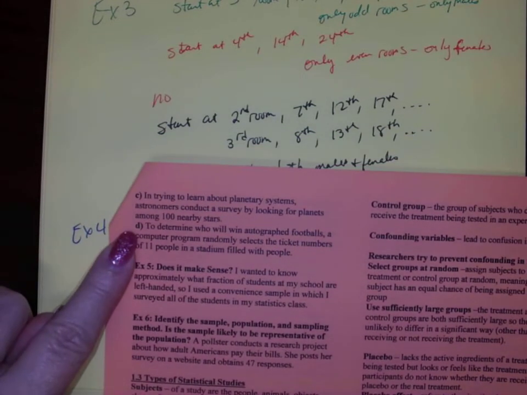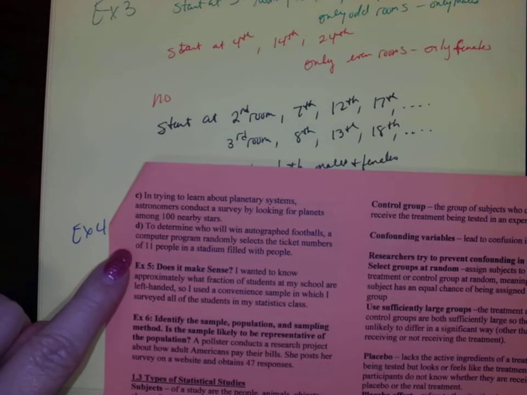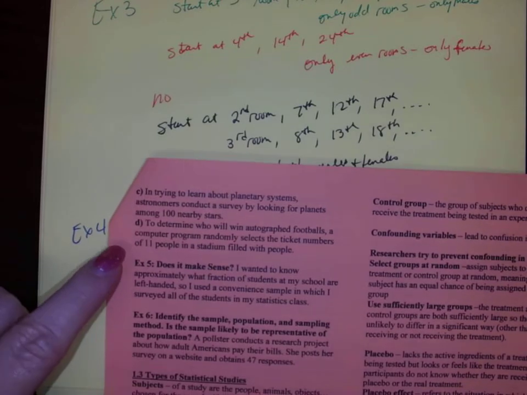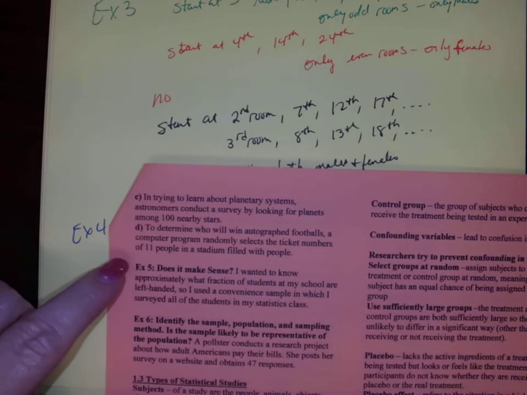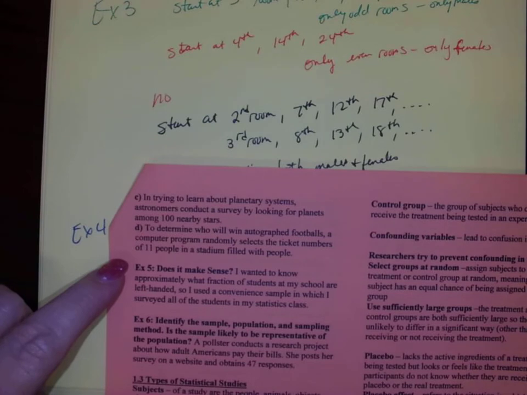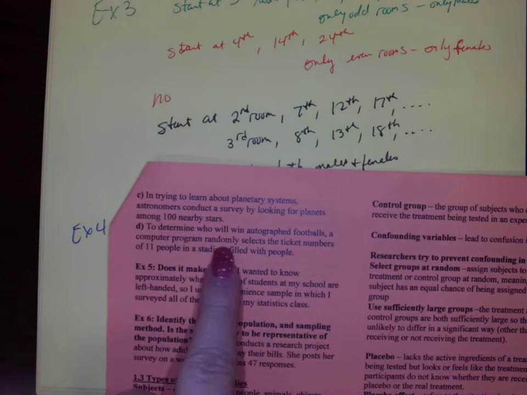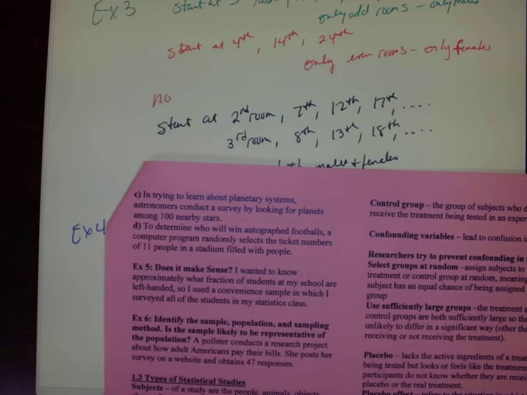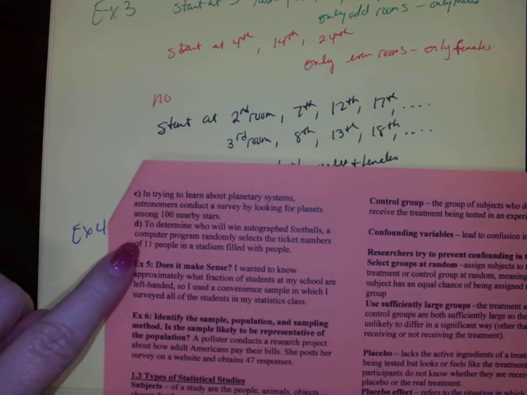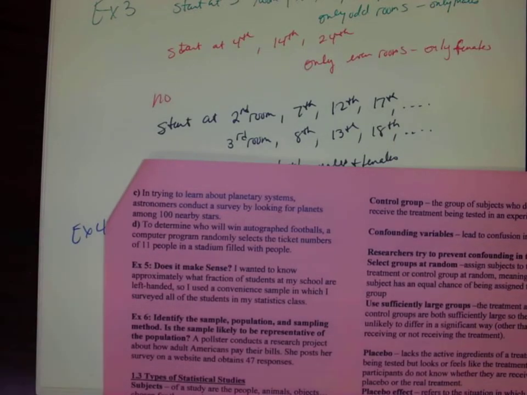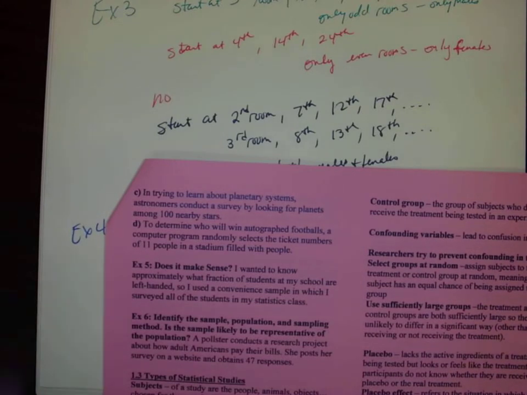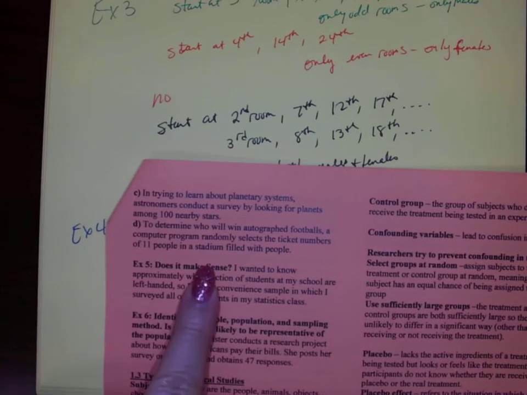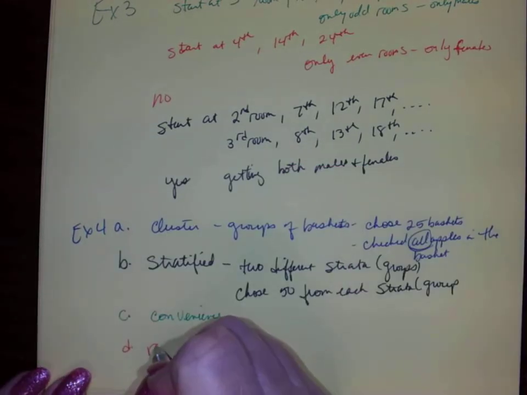To determine who will win autographed footballs, the computer program randomly selects the ticket numbers of 11 people in a stadium filled with people. All right, so we've got a stadium filled with people and we're choosing 11. And they used a computer program to randomly select them. Because the computer selects 11 ticket numbers at random, every ticket number had an equal chance of being chosen. So this is going to be a random sampling.